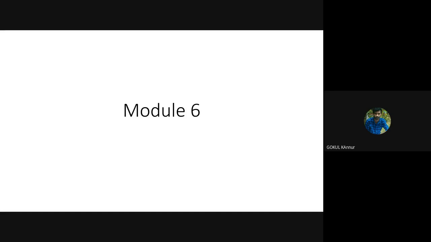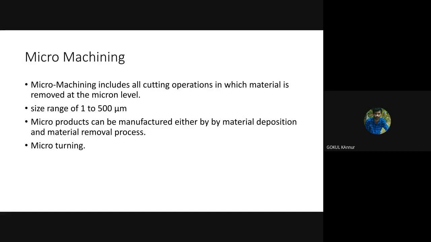First of all, as an introduction, we will see what micro machining or nano machining is. We have already seen this in our first module. Anyway, we'll go to the topic, micro machining. What is micro machining? This includes all the cutting operations in which material is removed at the micron level. Micro machining is nothing but a machining operation. Machining means material removal.